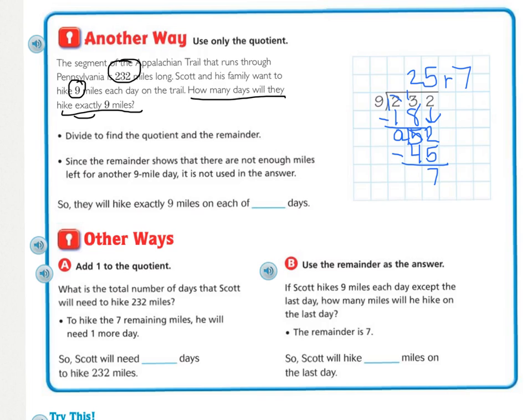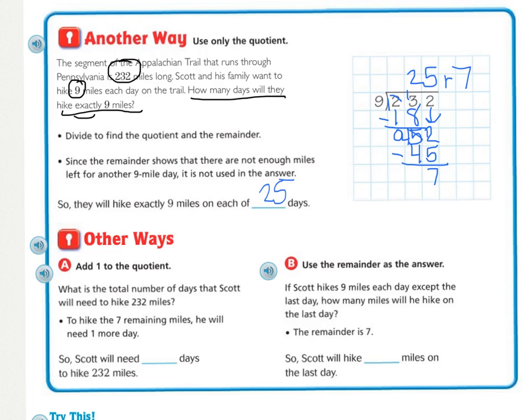Now that we have our answer, 25 remainder of 7, we're going to look at our question. Our question wants us to find exactly 9 miles. So, since the remainder shows that there are not enough miles left for another 9-mile day, it is not used in our answer. So, they will hike exactly 9 miles on each of 25 days.